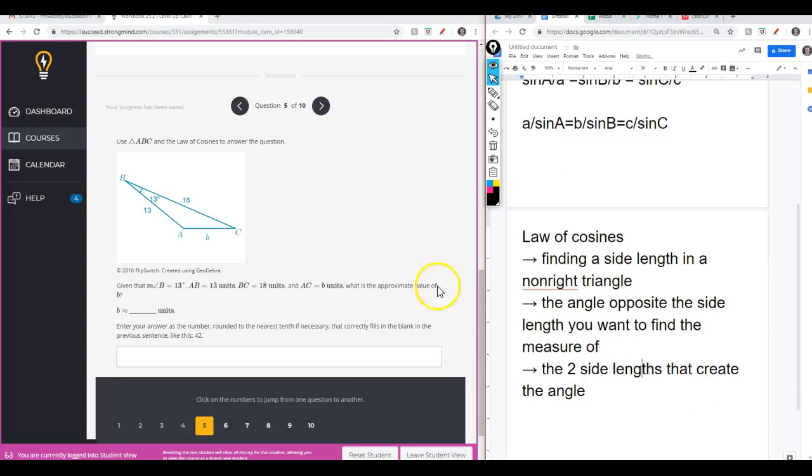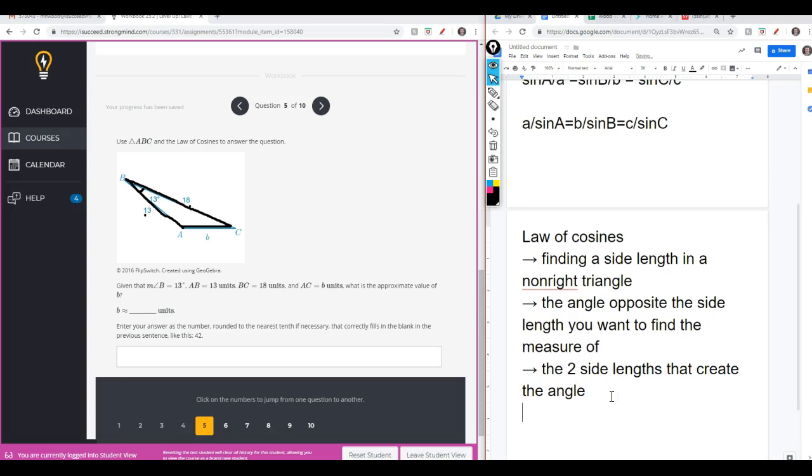So to explain this, for law of cosines, we are finding a side length in a non-right triangle. There's no 90-degree angles in here, which is true. We're trying to find length B. The angle opposite the side length you want to find, we have to know that, which we do. It's 13 degrees. And then we have to have the two side lengths that create the angle. Well, we have this side length and this side length, so we have 13 and 18.